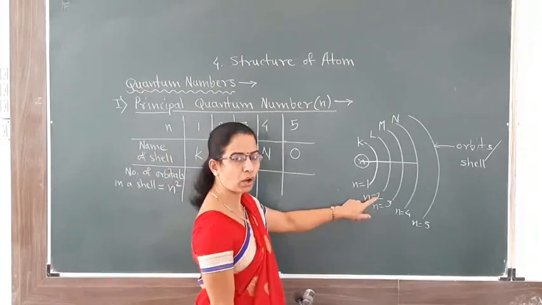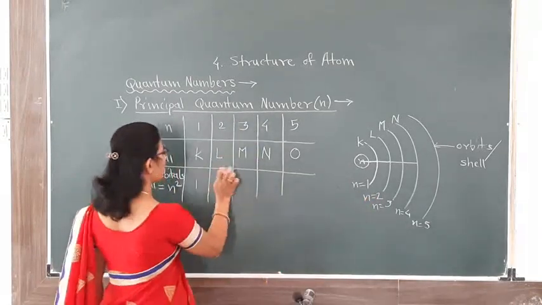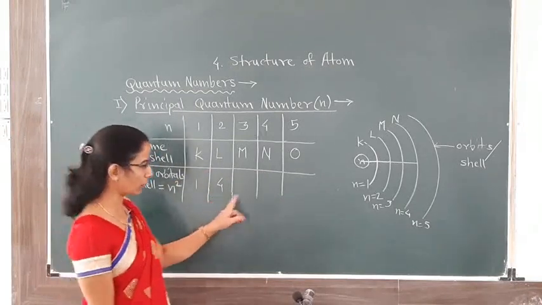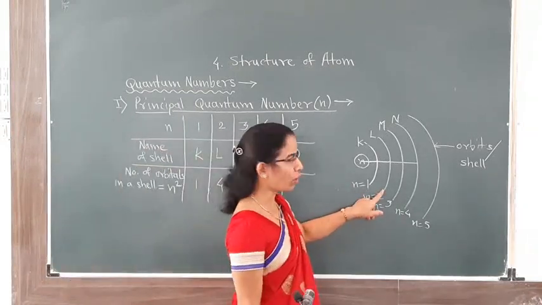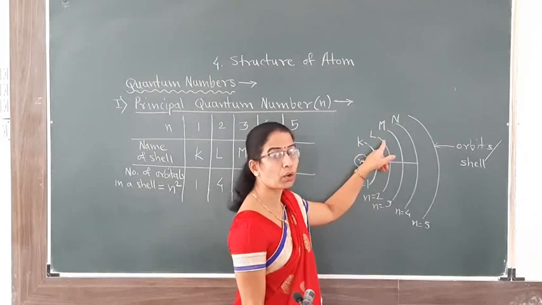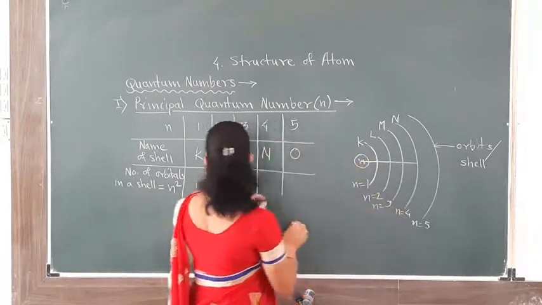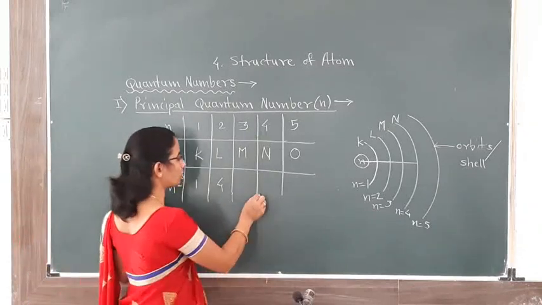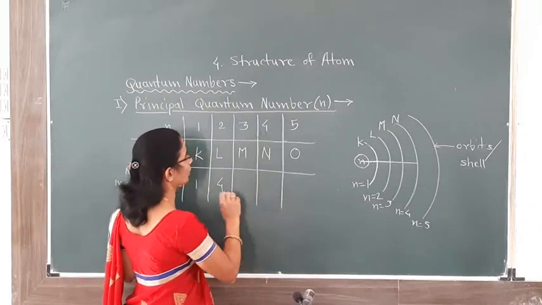In the second orbit, actually the number of orbitals is 2 square, means 4. Means here the second orbit will possess 4 orbitals. The orbitals are having different shapes. I will tell you about the orbitals later on.